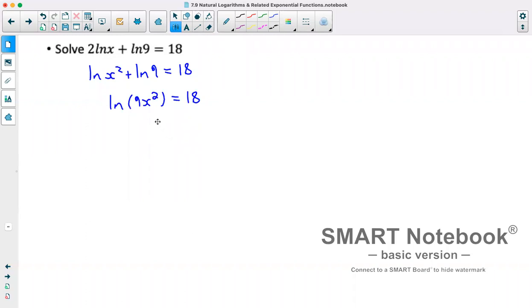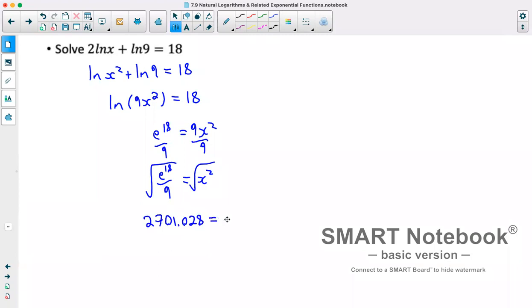So at this point, I will change this into an exponential function. So this was base e, so it becomes e to 18 is equal to 9x squared. At this point, divide both sides by 9. So that gives us e to 18 over 9 is equal to x squared. Take the square root of both sides. And that should give us 2,701.028 is equal to x.